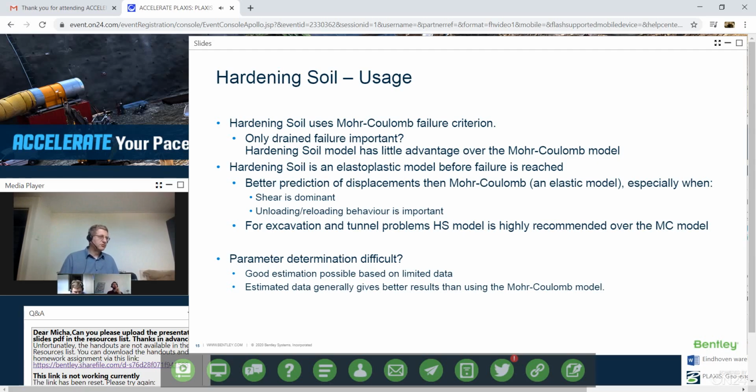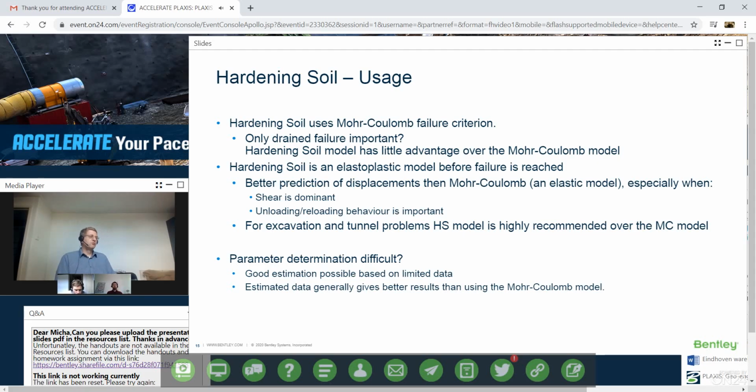So the prediction of settlements of hardening soil is better than Mohr-Coulomb, especially when we have a lot of shearing and when we have unloading, reloading. So typically for tunnel projects, for excavation projects, Mohr-Coulomb can give seriously wrong results, and hardening soil model doesn't. So for those kind of projects, we highly recommend using the hardening soil model and not the Mohr-Coulomb model.